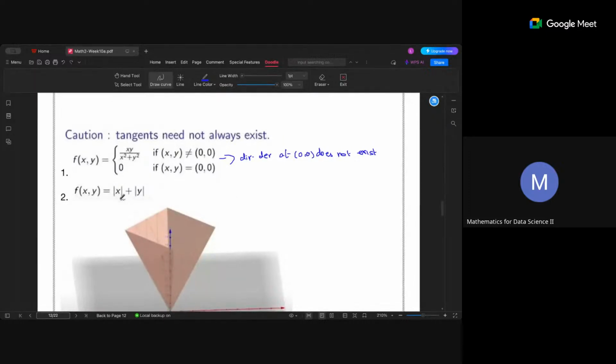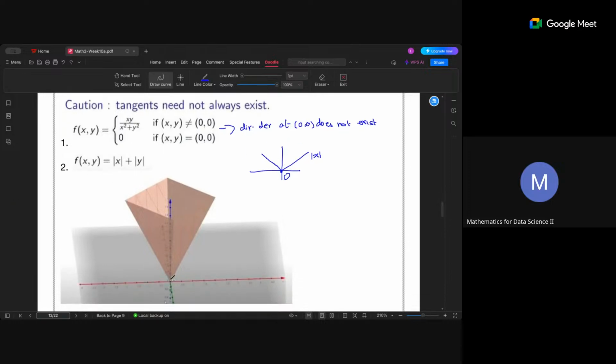So this is one example, and here is another example. You can easily remember this from mod x. What happens to mod x at 0? At 0, does the derivative exist? No, the derivative does not exist for mod x at 0. You have a sharp edge. In the same way, for this function at (0, 0), you can see that the function will not have a tangent. So these are some examples where the tangent need not always exist.